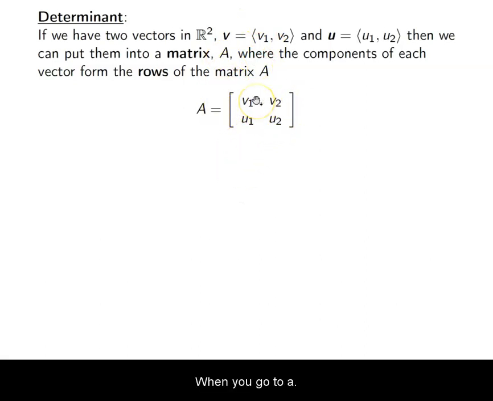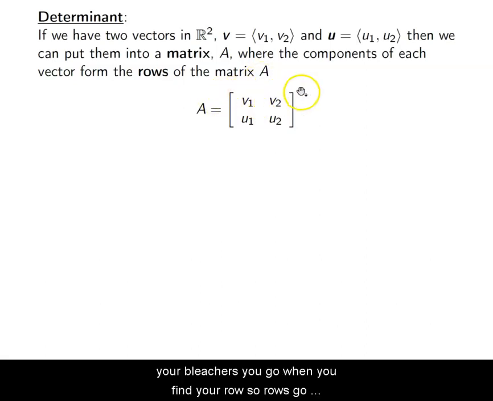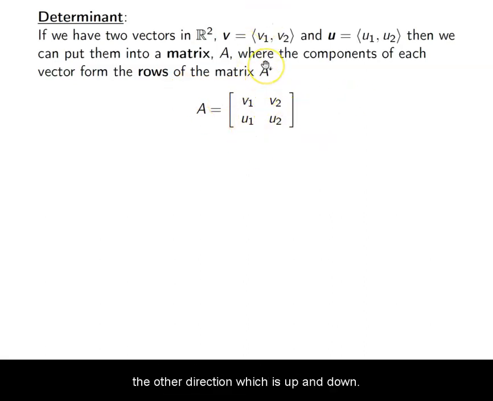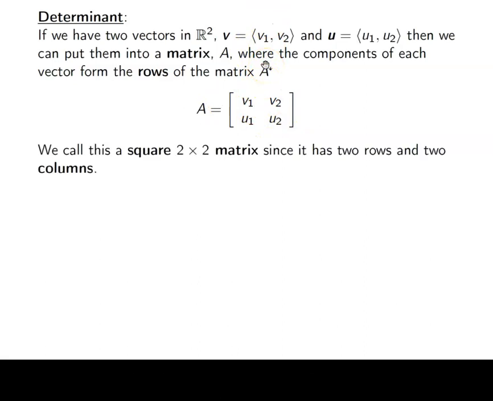When you go to a show, a baseball game, a football game, when you go into your bleachers, you go and you find your row. So rows go left to right. So that's an easier way to remember row. Column is the other direction, which is up and down.